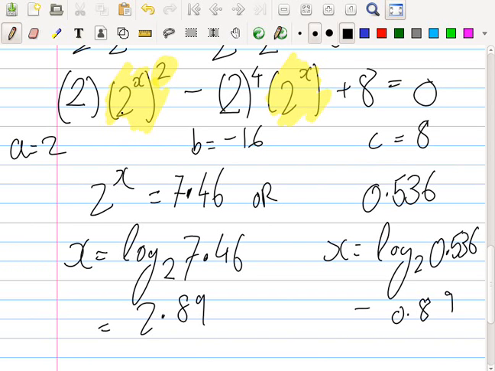Oh dear. Let me try to help here. If you prefer, what you can do is you can say, let y equal 2 to the x. So this would be 2y squared minus 16y plus 8. Now you see this is quadratic, isn't it? And what's the variable? It's y, isn't it? So you would write y equals the 2 answers you get from your calculator.